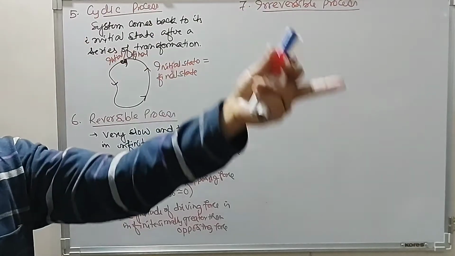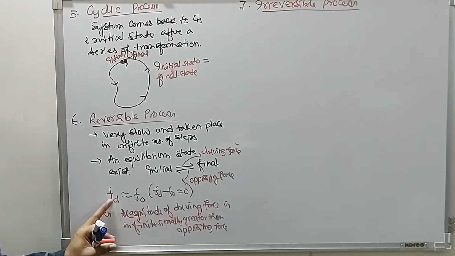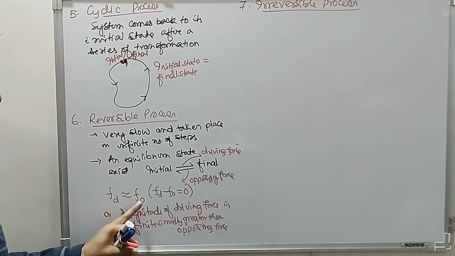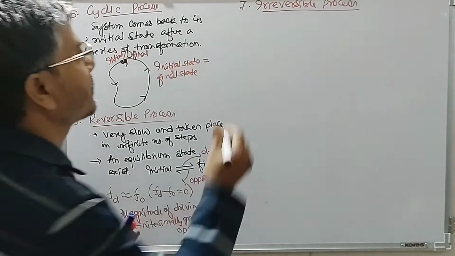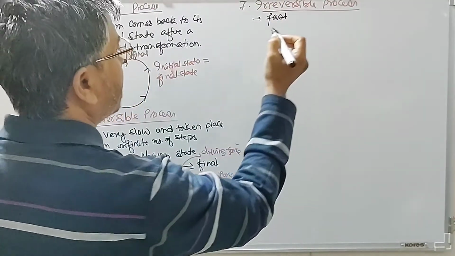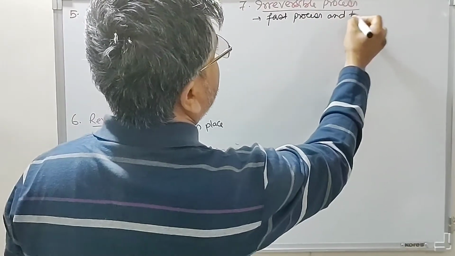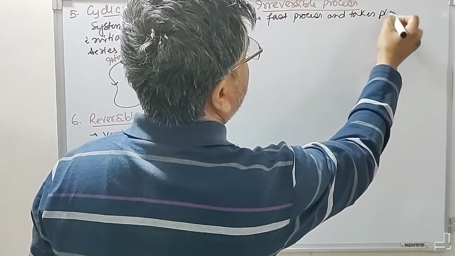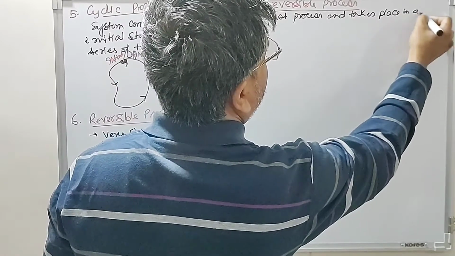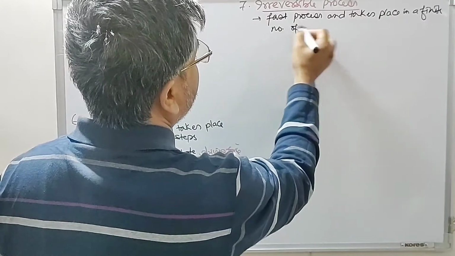from one portion to another portion, that is, one direction only, and the magnitude of the driving force is much greater than that of the magnitude of the opposing force. So these are the parameters of an irreversible process. That is a fast process and takes place in a finite number of steps.